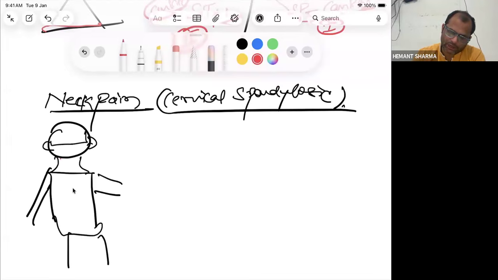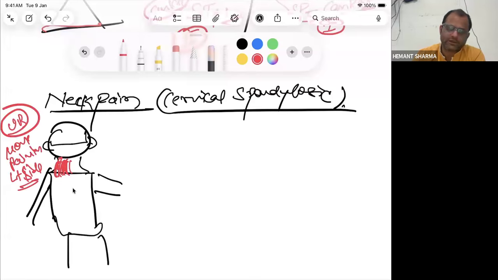And the person is telling you, I am having pain in the neck and more pain on the left side. So we can consider this the urinary bladder meridian.